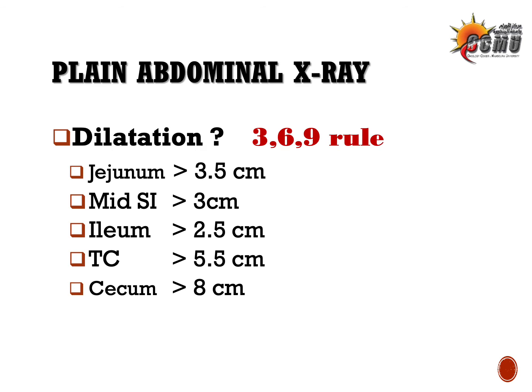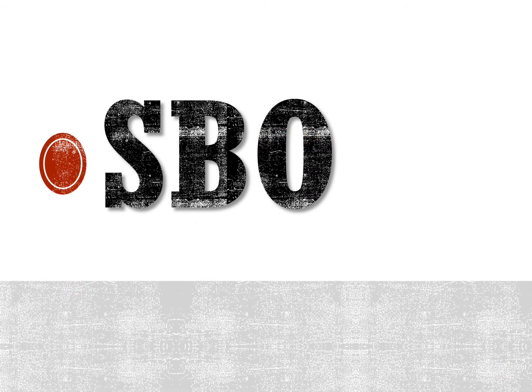And because the cecum is the most capacious part of the large bowel, it can take gases normally up to 9 centimeters, but if it dilates beyond this, it would indicate an obstruction distal to this dilatation. We'll apply this rule in the next film. But let's start with the small bowel obstruction.